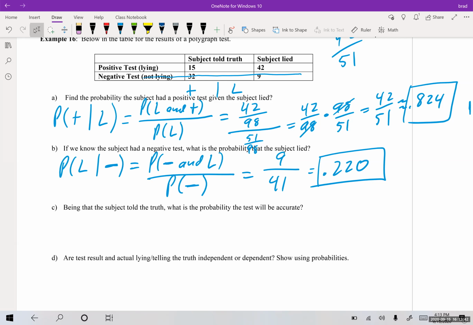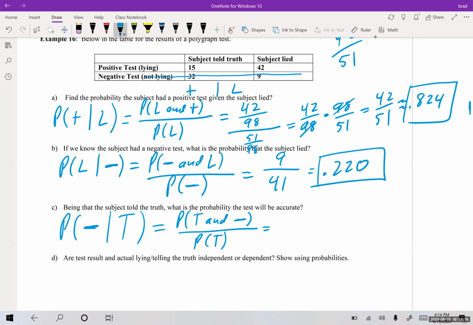Being the subject told the truth, what is the probability the test will be accurate? So let's see, being that the subject told the truth. So we're going to say probability of truth, probability given that they told the truth. What is the probability the test will be accurate? Now you got to understand, if they told the truth, that means they should test negative, right? They should test negative for not lying. So we're going to say test negative. So let's see here. We have to do probability of truth and negative test result divided by probability of truth. So probability of truth and negative test result.